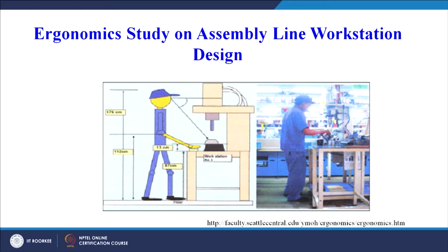So we will try to see the exact dimensions also. We can see here, this is written 176 centimeter, and this 112 centimeter. The height from elbow to the workplace is also mentioned. So basically we can design the system in such a way that the person who is performing the task feels comfortable and is productive at the same time. His comfort may not lead to loss of productivity.